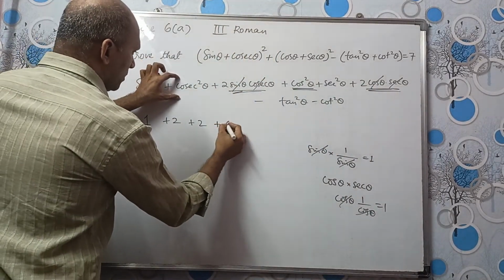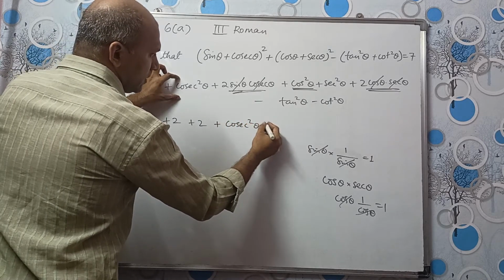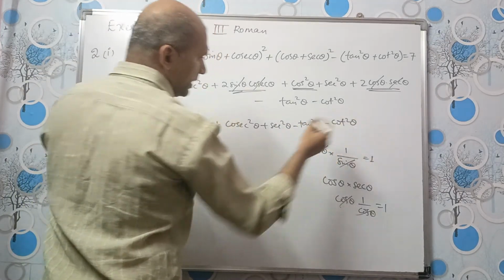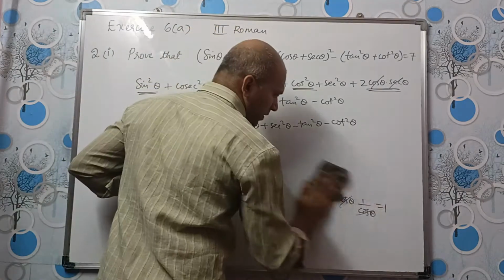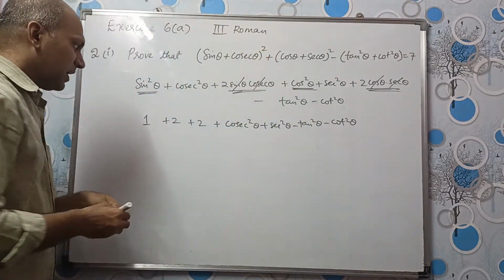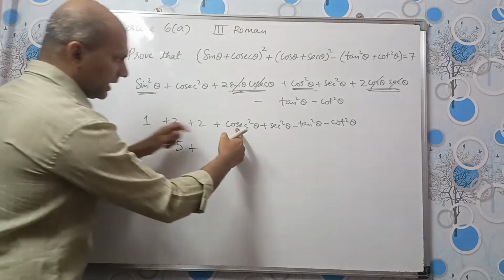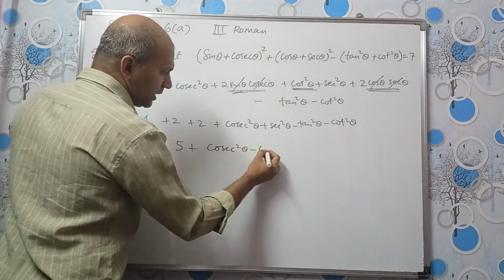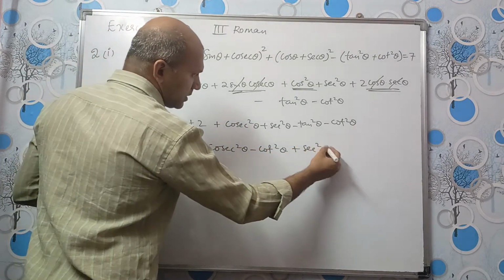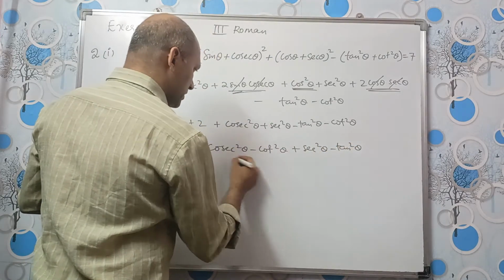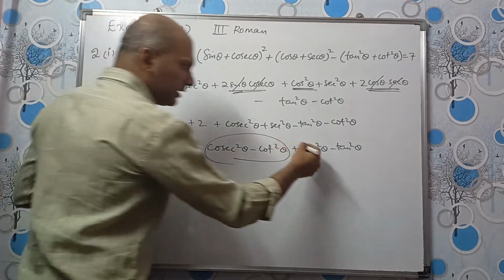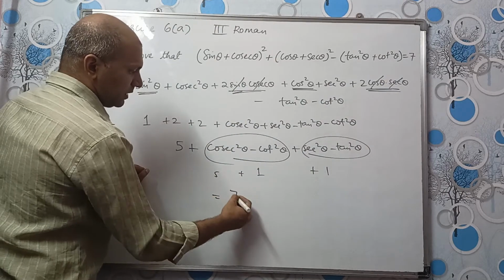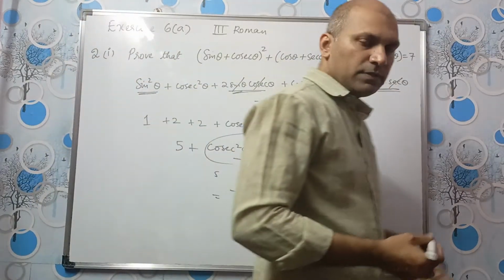What is left now? Plus cosecant square theta plus secant square theta minus tan square theta minus cot square theta is left. Okay. So we got the answer now. See, this is 5, right? So this is 5 plus, can we write cosecant minus cot together? Cosecant square theta minus cot square theta, secant square theta minus tan square theta. This is equal to 1. We have an identity, and this is also equal to 1. So this is 1 plus 5. So total will be equal to 7. We needed to prove that. Right?